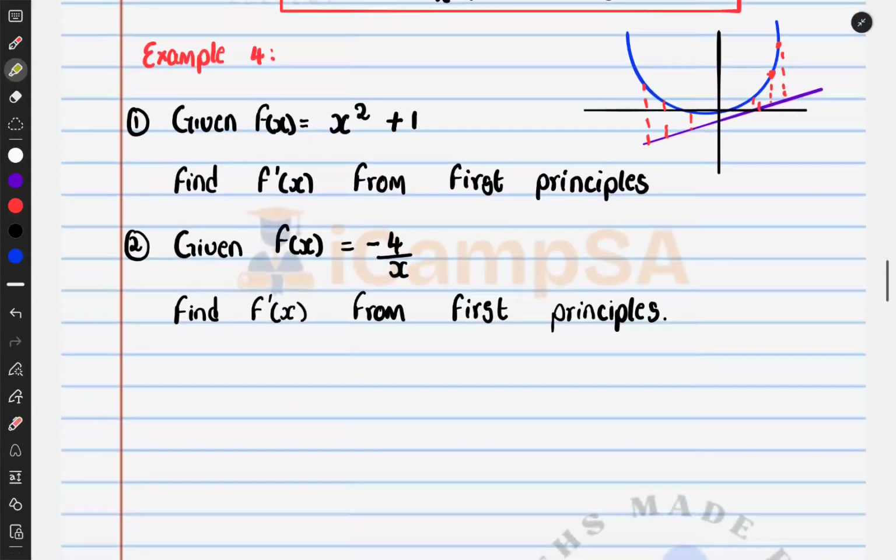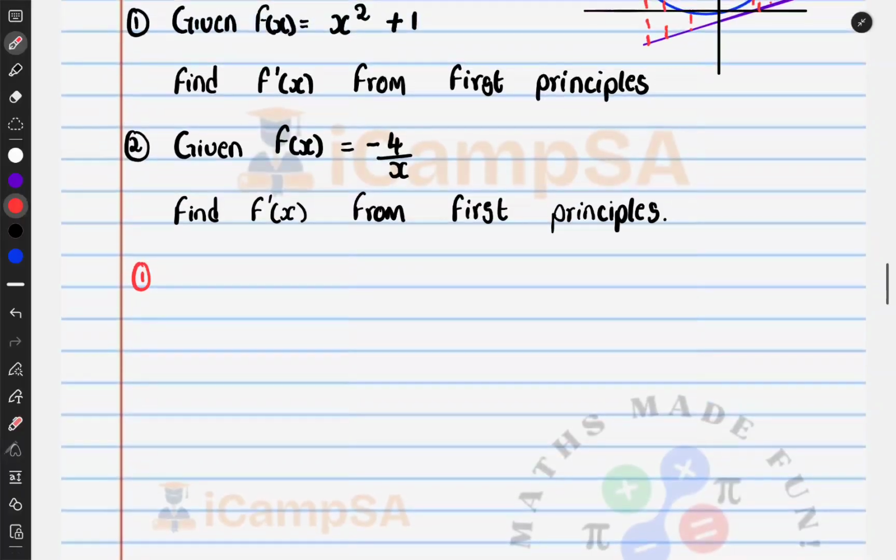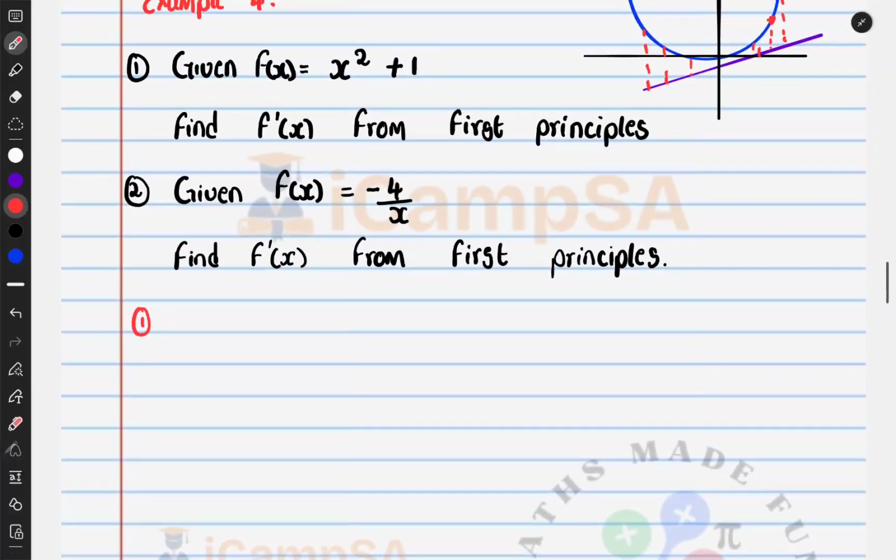Okay, so we're given the function f at x is equal to x squared plus 1, and we are asked to find the derivative from first principle by using the limit concept. So first things first, we have to determine f at x and then f at x plus h. So f at x we are already given.